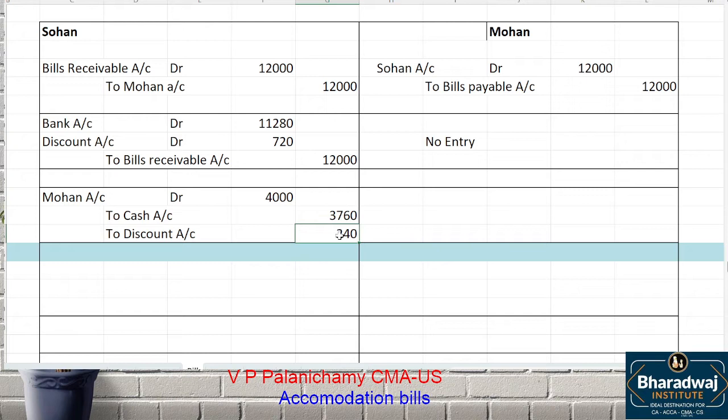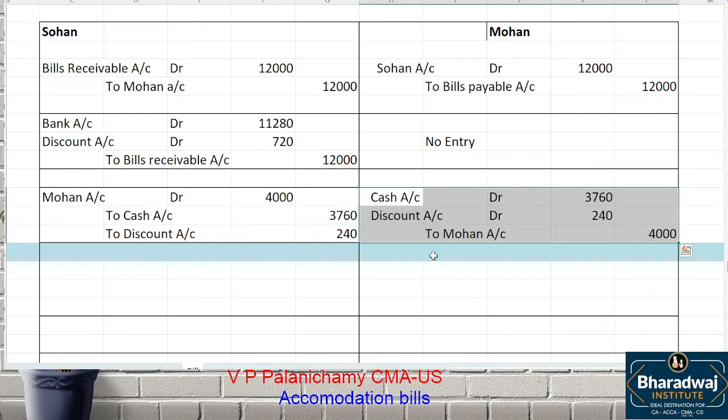Mohan account debit 4,000 to cash 3,760, to discount how much? 240. The other party will receive the money: cash account debit, discount account debit to Mohan account. I hope you will not have trouble up to this.